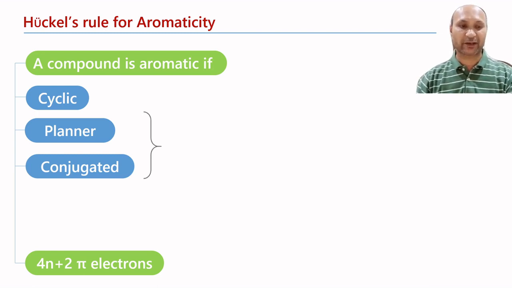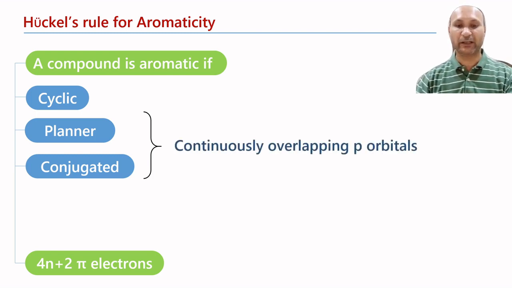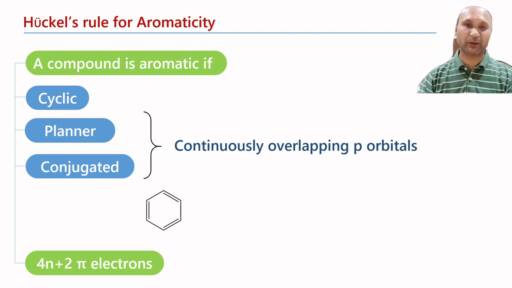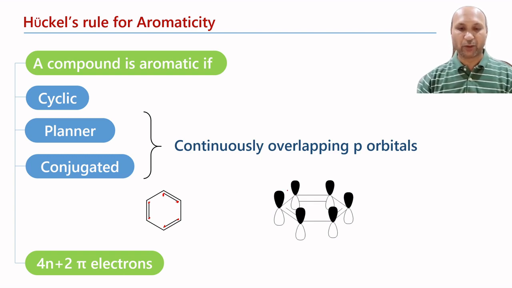Now let us try to find out if a compound is planar and conjugated. The criterion for this would be the continuous overlapping of p orbitals. Now what does that mean? Let us have an example of the benzene ring. In the benzene ring, we know that there is the presence of alternate single and double bonds like this. So these are the pi electrons in the benzene ring. And what they do is give rise to the pi cloud by a free movement of these electrons into the overlapping p orbitals.